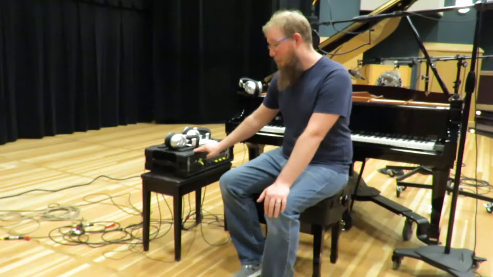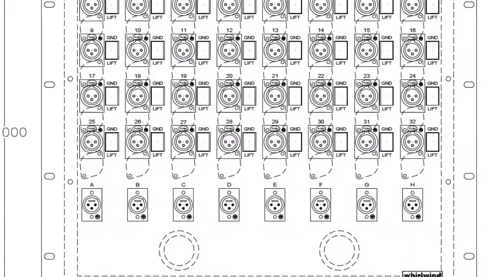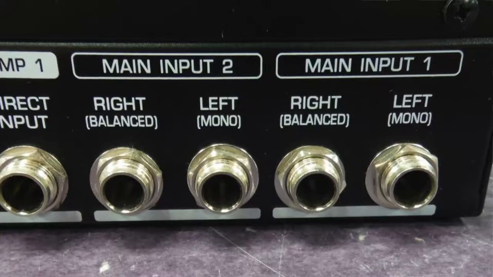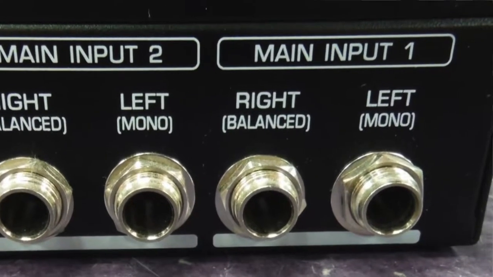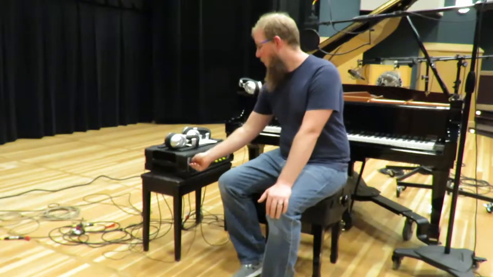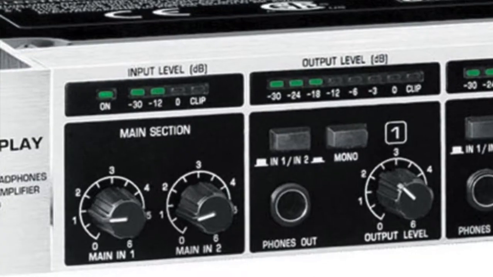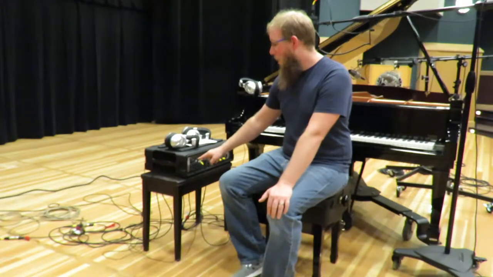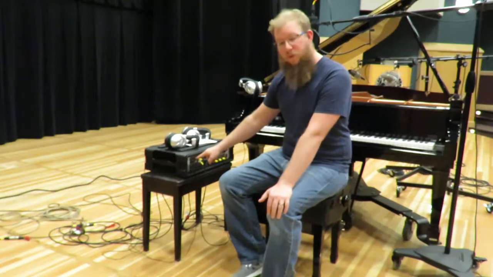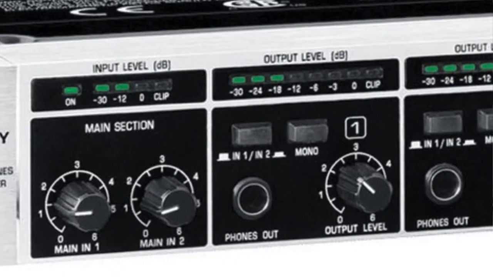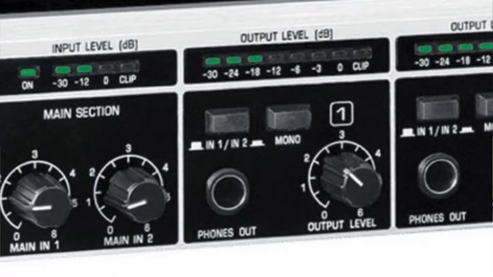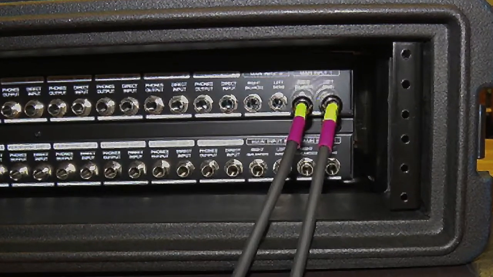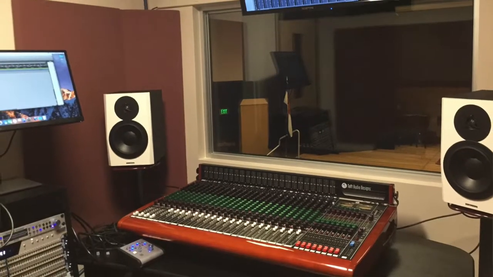In our case, we connected outputs on our stage rack, A and B, to inputs 1 and 2, or left and right, on input section A on the top rack. Therefore, if we turn our input level up on input A, and we make sure that our headphone channel, 1 of 8, for instance, is selected to receive signal from input A, then we have individual volume control of the signal that's being sent via line level cable into the back of this unit from our recording studio control room.